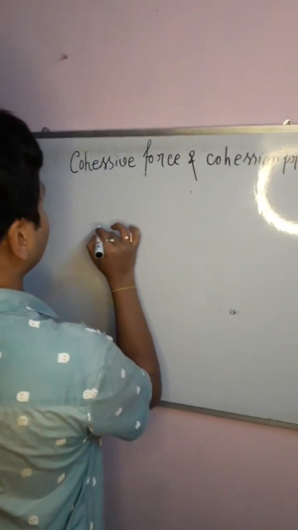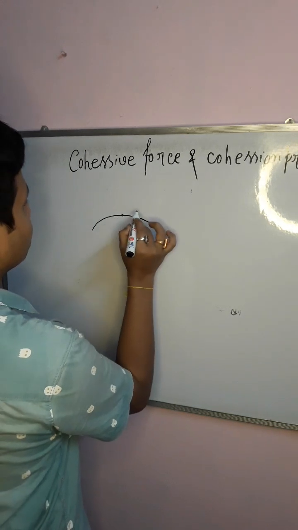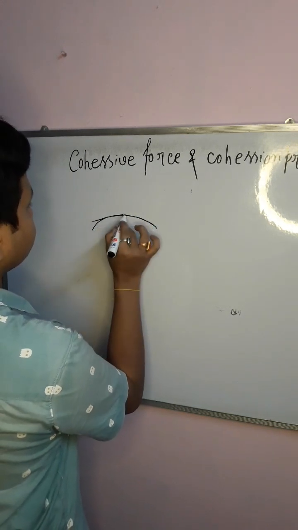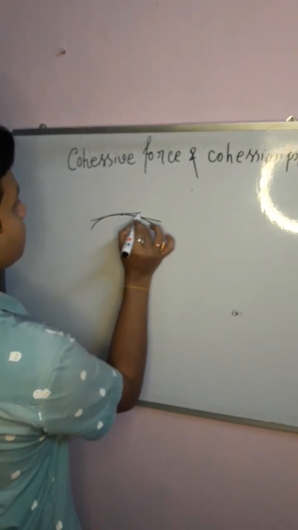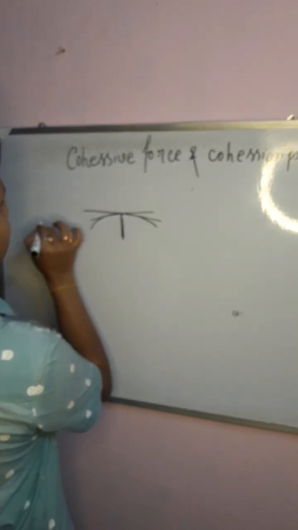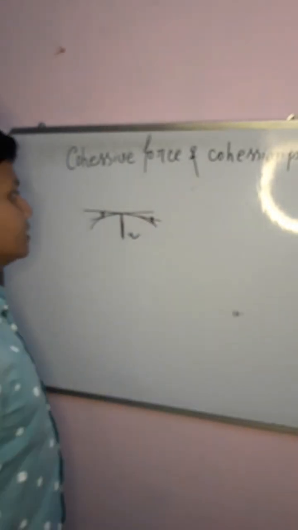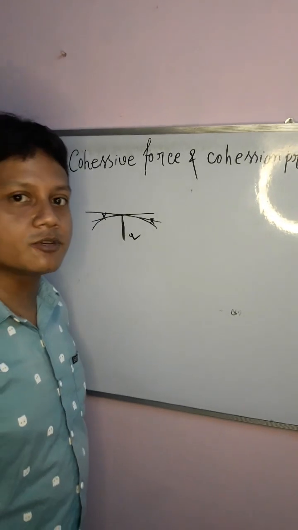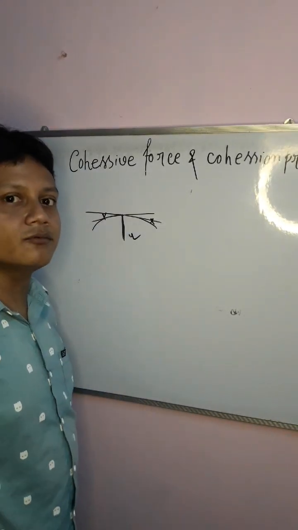Now if we take the surface as a convex surface, then what happens? Just look at this. So this is the horizontal component and this is the vertical component, and for the other, this is the horizontal component and this is the vertical component. So the horizontal components cancel each other and only the vertical component remains.